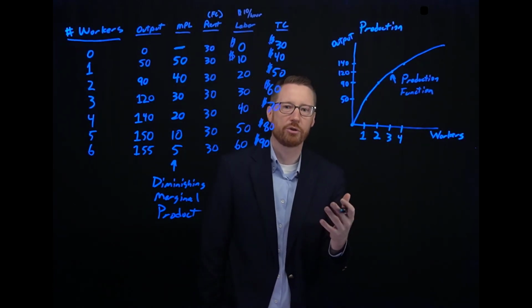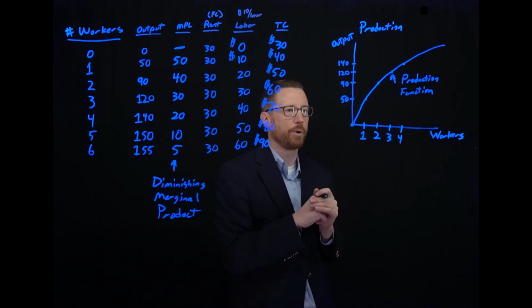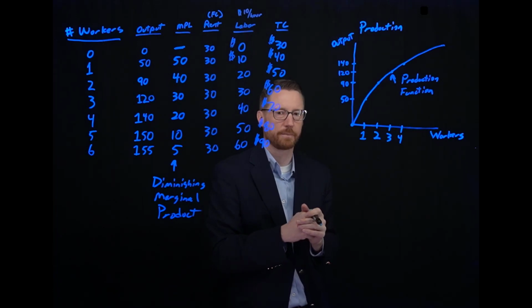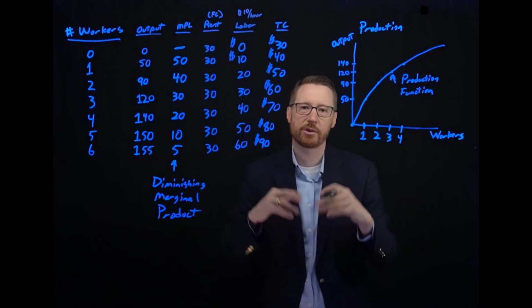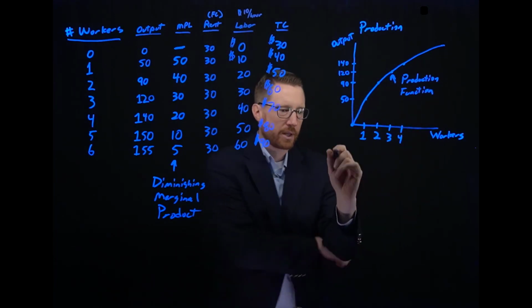So it just shows us how a firm turns inputs, workers, into output, production, right? So workers versus production. That's our production function. What happens to costs as firms increase their output? So let's look at that as well.